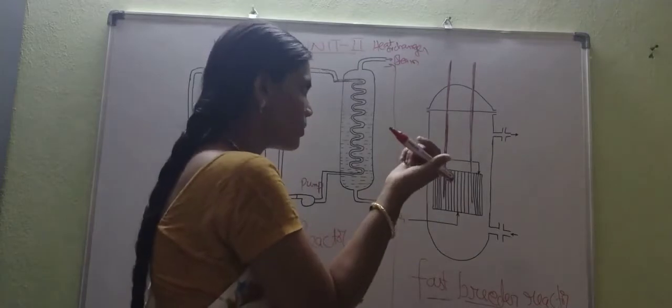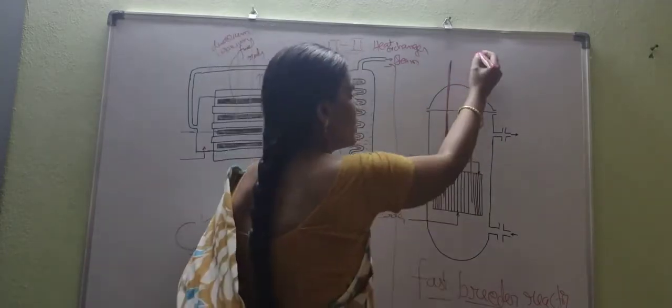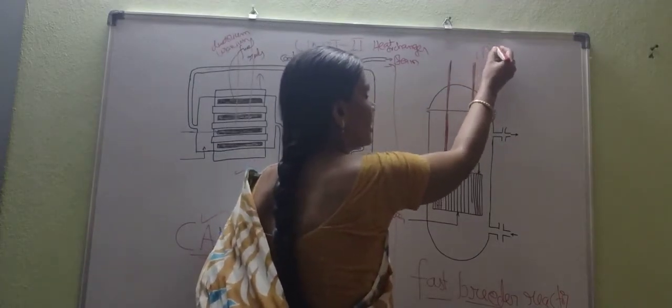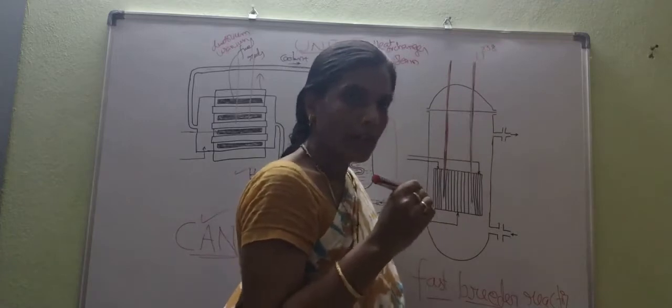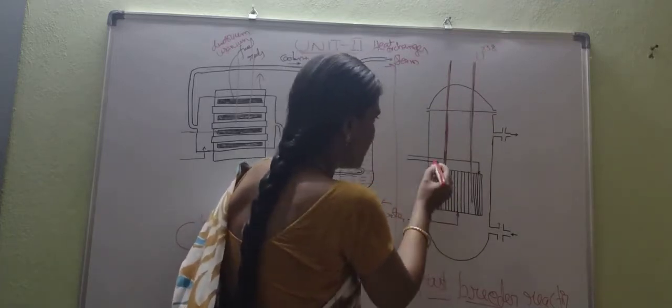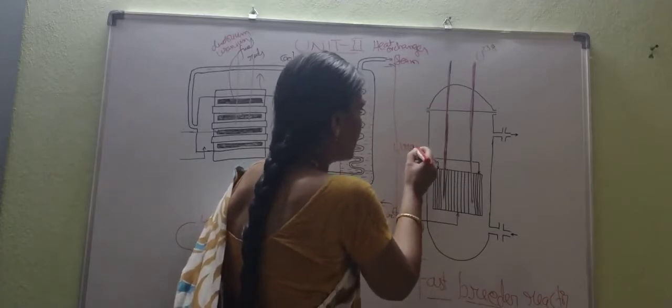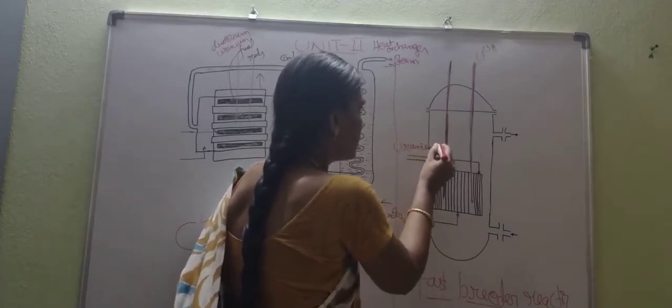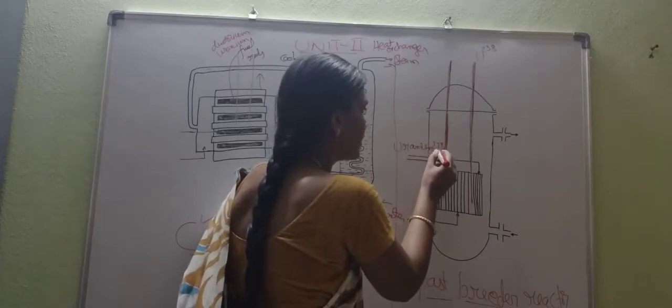Here control rods are used, as uranium-238 are used as control rods. Here you can watch, these are the uranium-238 blankets.